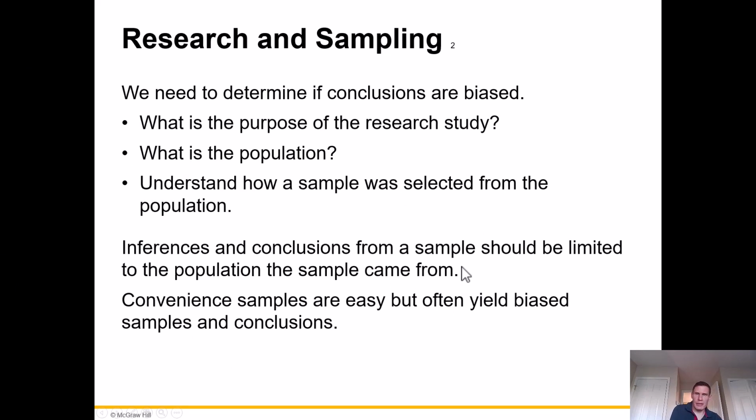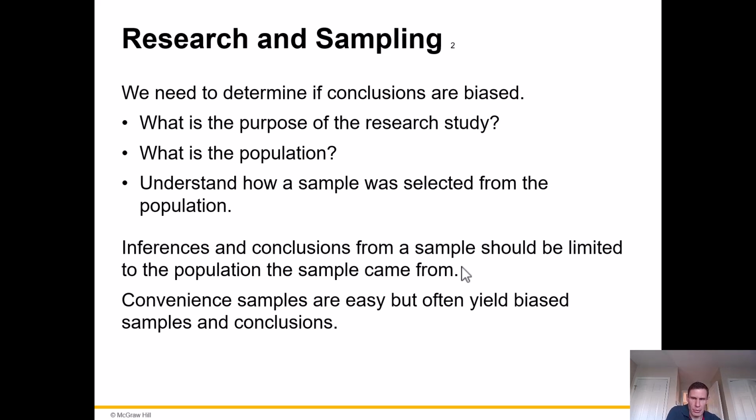So we need to determine if conclusions are biased. What is the purpose of the research study? What is the population? And we need to understand how a sample was selected from the population. Ergo, was it done randomly? Was there any kind of bias introduced, perhaps unintentionally?